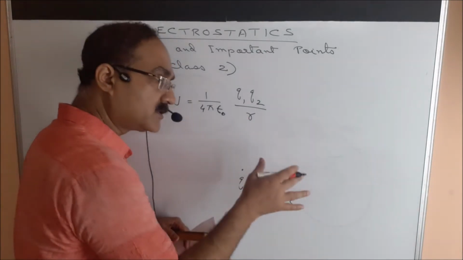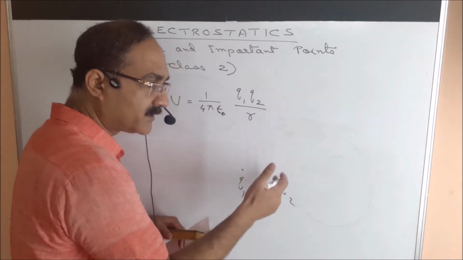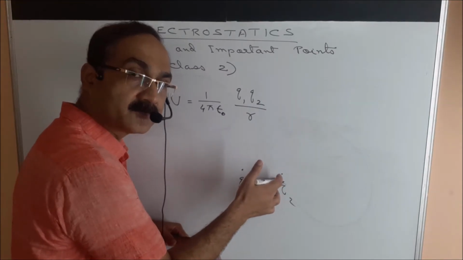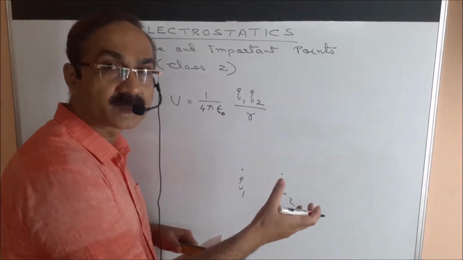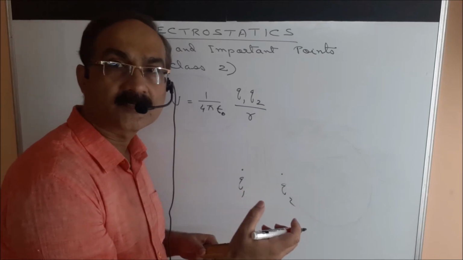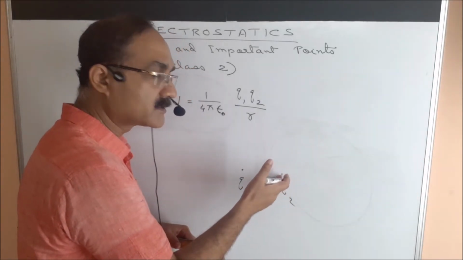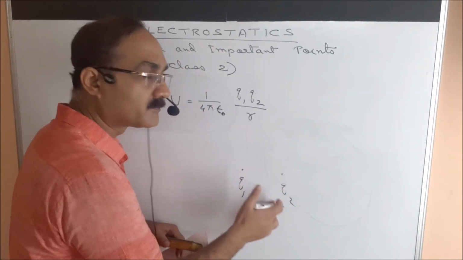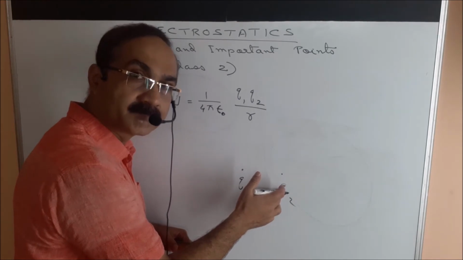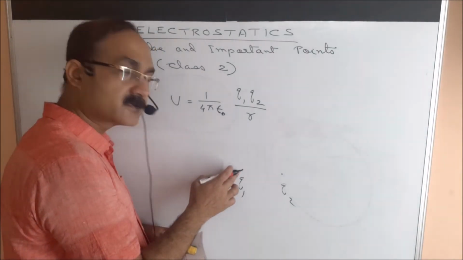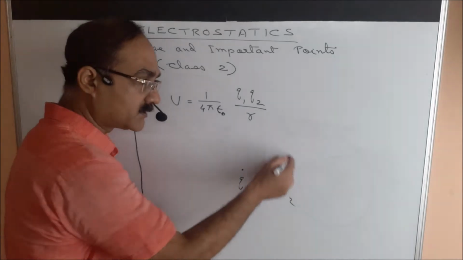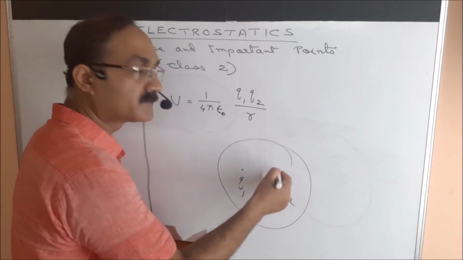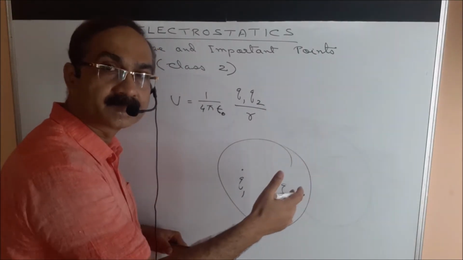Okay? Since we have done some work in bringing the charge Q2 from infinity to this place, this will have some potential energy. How much potential energy? The work done in bringing this Q2 charge from infinity to this point will be the potential energy of this charge Q2. Now since the potential energy of the first charge is 0, the potential energy of the whole system is equal to the potential energy of the second charge that we brought.